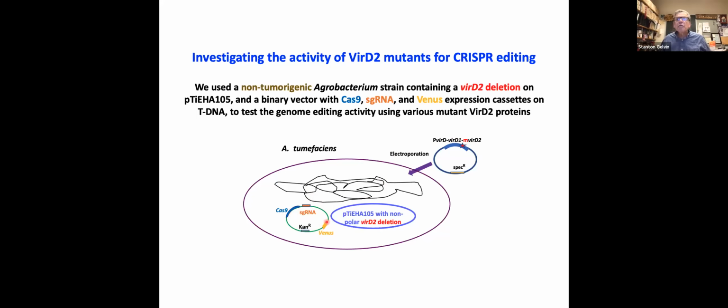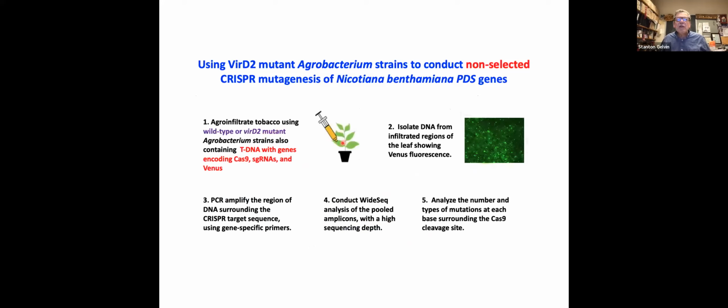And what we're going to do is we're going to infiltrate tobacco leaves and wait for 4 to 6 days. We know that the infection worked well because the Venus gene is in there, so we could see this Venus fluorescence under a fluorescence microscope. Then in this region that is fluorescing, we isolate DNA from this region. We amplify the DNA surrounding where our CRISPR cut site should be. And then we conduct deep-seq analysis to look at the percentage of time specific nucleotides have been mutated by CRISPR. And then we analyze the types of mutations.